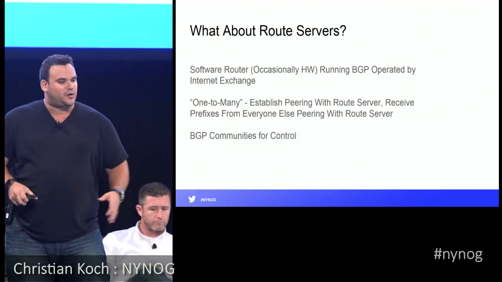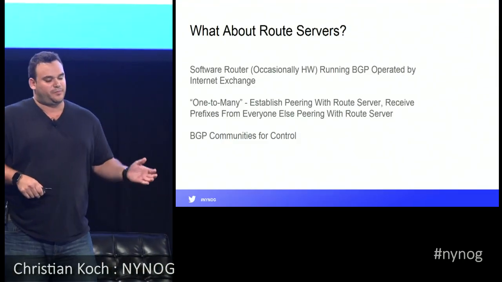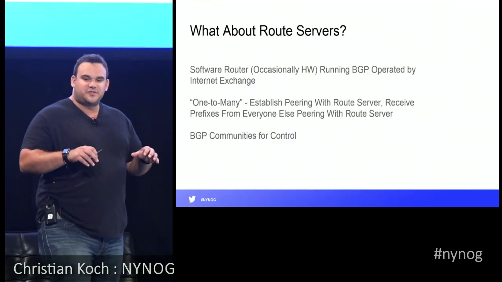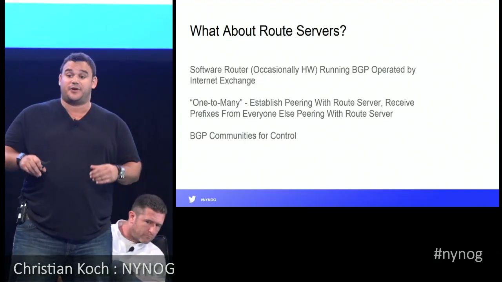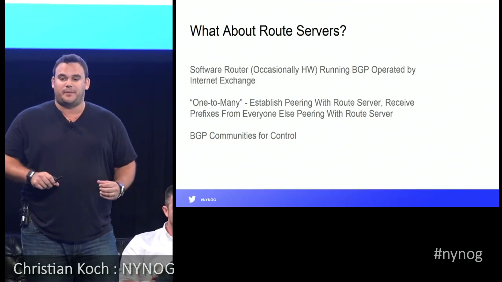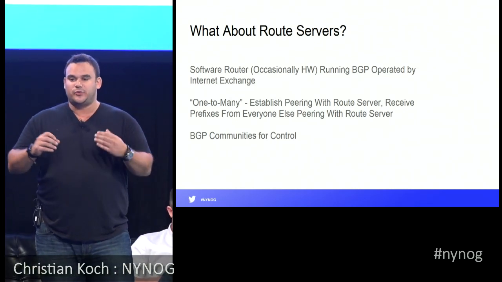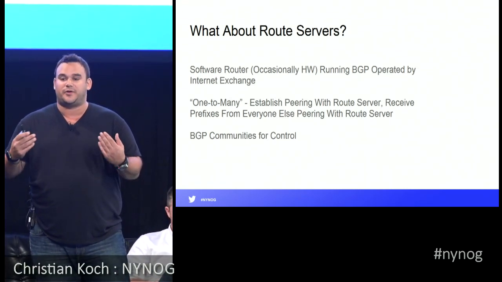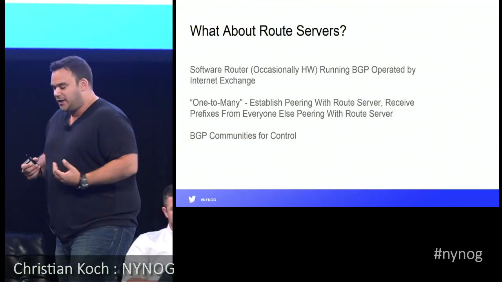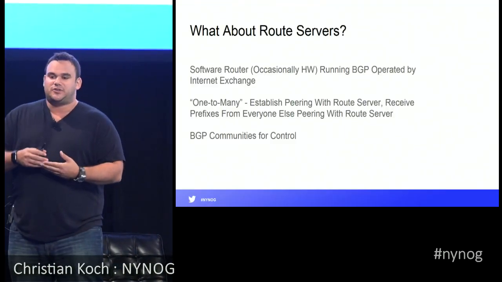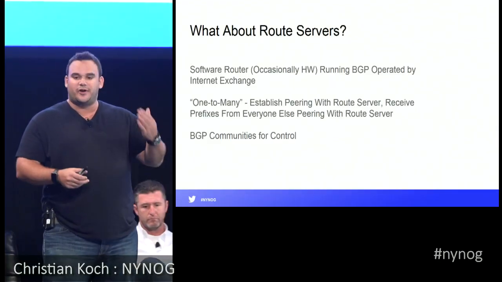So route servers, I talked about earlier, multilateral peering. What multilateral peering falls into place with is route servers. Route servers are a software router running BGP operated by the internet exchange. They're a one-to-many platform. You turn up BGP and connect to that route server, and you receive all the traffic and routes from all the other participants that are connected. So it really cuts down on the overhead. You no longer have to reach out to every single network or organization that you want to peer with. You just turn it on and you're good.